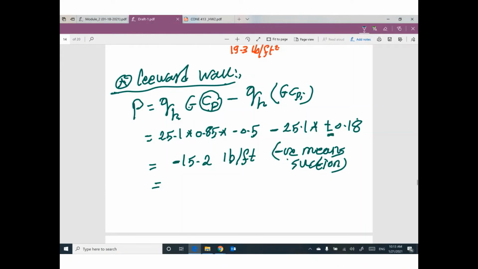I will use the other sign to get another value. 25.1 times 0.85 times negative 0.5 plus 25.1 times 0.18. We have negative 6.15 pounds per square feet. I'm sorry, this one is square.